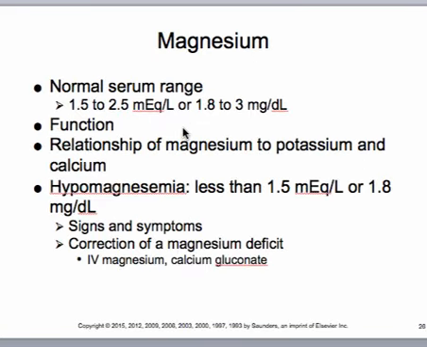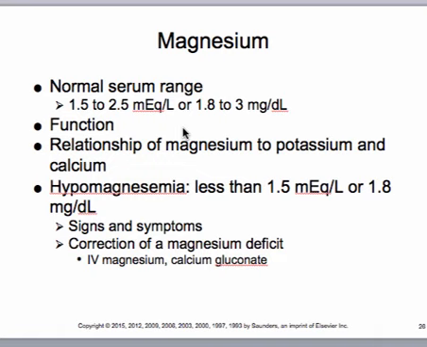Next up is magnesium. Magnesium has a very low percentage in our body. It's 1.5 to 2.5 milliequivalents a liter, or 1.8 to 3 milligrams a deciliter. Function: it promotes transmission of neuromuscular activity, promotes cardiac contraction, activates enzymes for metabolism of protein and carbohydrates. It promotes transportation of sodium and potassium across the cell membranes. Hypomagnesium is less than 1.5 milliequivalents a liter, or 1.8 milligrams a deciliter.